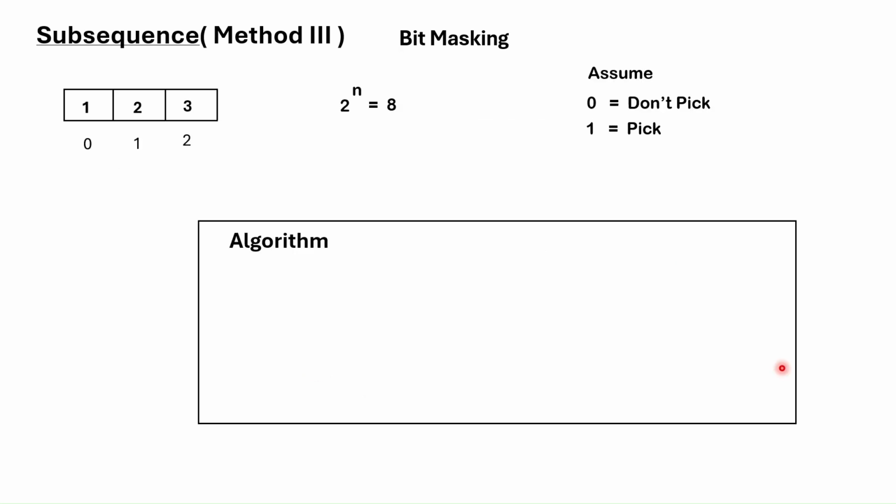Let us now look at the algorithm for printing the subsequences using bit masking. In bit masking, what we were doing? We were generating all the numbers till 2 to the power n, where n is the number of elements in our array. Actually, we generate numbers from 0 till 2 to the power n minus 1. 2 to the power n is not included.